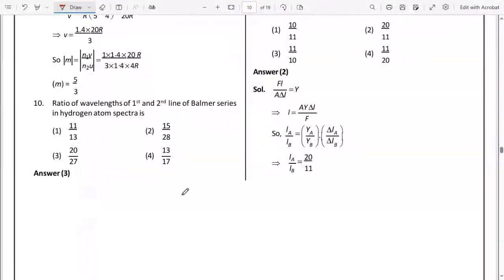Next, question number 10. Ratio of wavelengths of first and second line of Balmer series in hydrogen atom spectra is 20 by 27. Option 3 is correct option, students.